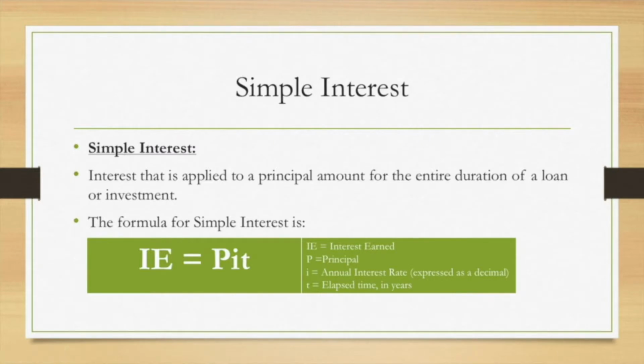Simple interest is interest that is applied to a principal amount for the entire duration of a loan or investment. This means that if you invest using simple interest, then the interest that you earn each year is based solely on the principal amount you initially invested. The formula for simple interest is IE equals PIT, where IE equals interest earned, P equals principal, I equals annual interest rate expressed as a decimal, and T equals elapsed time in years.